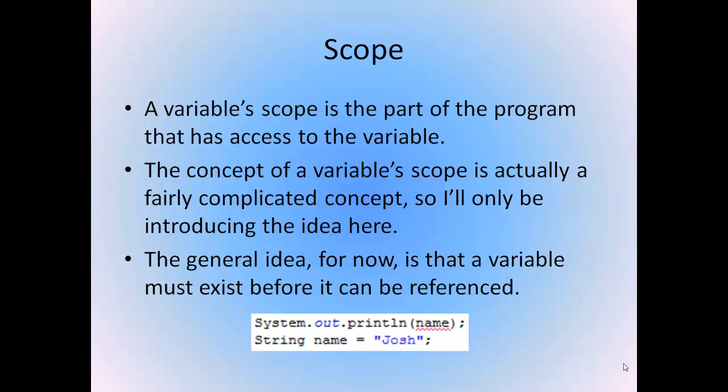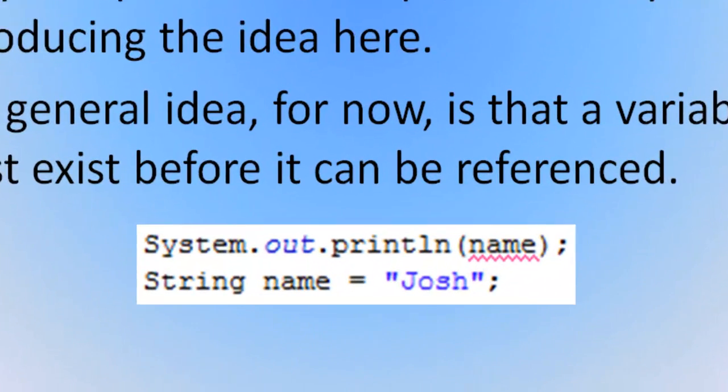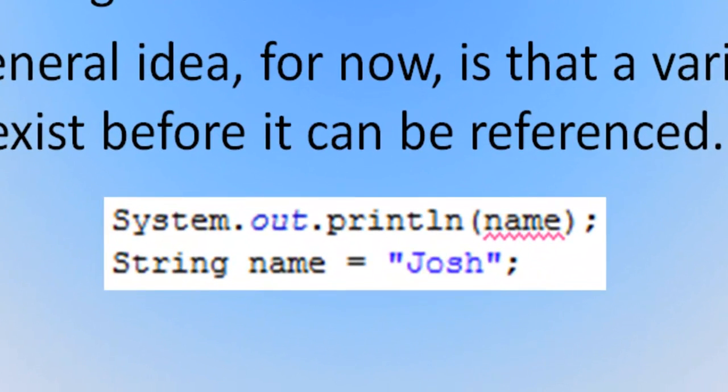A variable's scope is the part of the program that has access to the variable. The concept of scope actually gets fairly complicated, so I'll only be introducing the concept here, but you can expect to hear more about it in later videos. The general idea, for now, is that a variable must exist before it can be referenced. In the code below, you can see the red markings in the print statement because we're trying to reference a variable that does not exist until the next line.